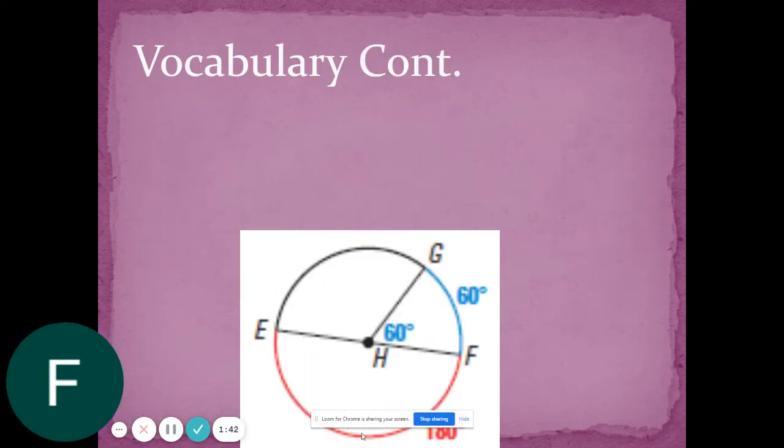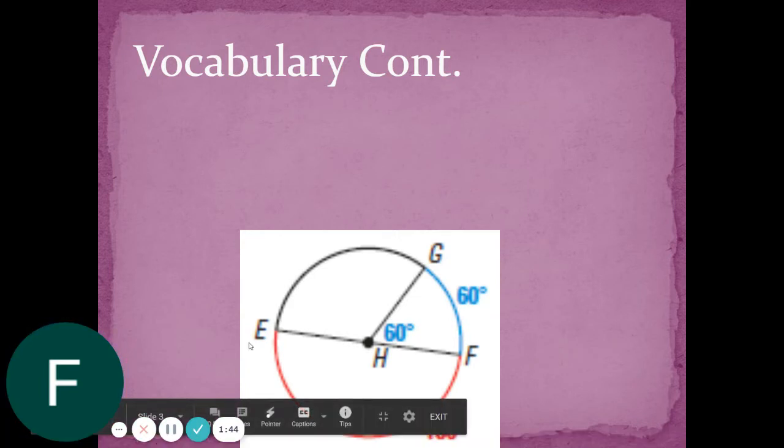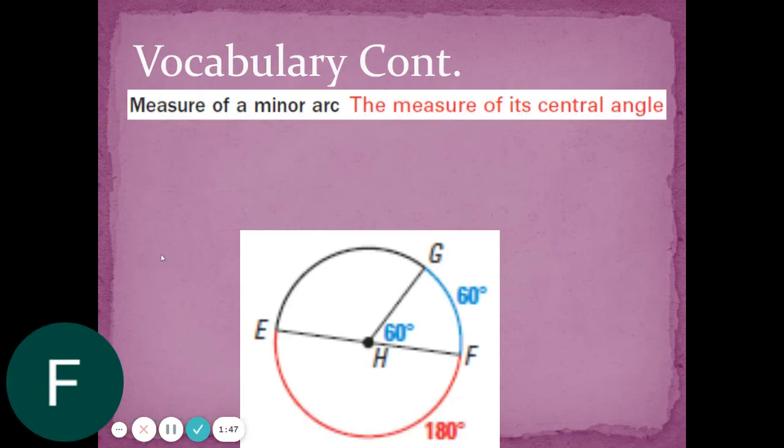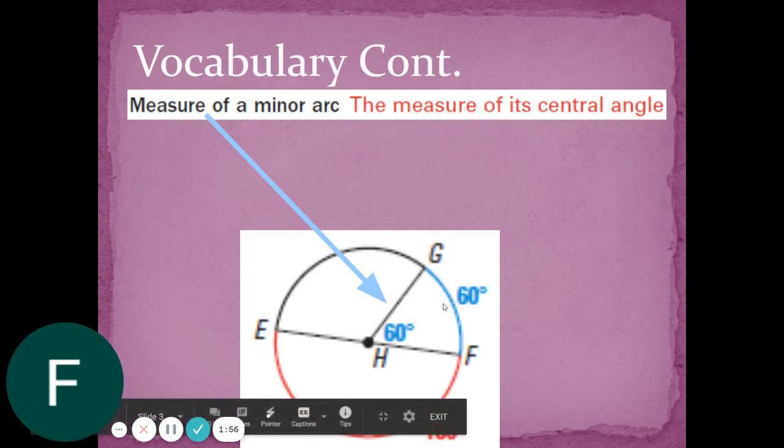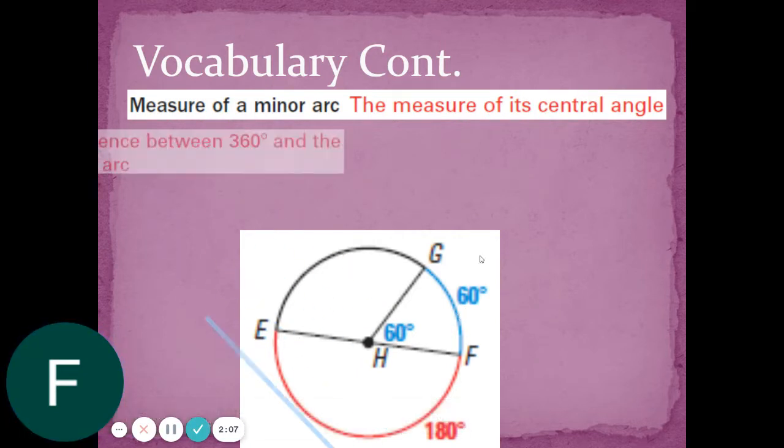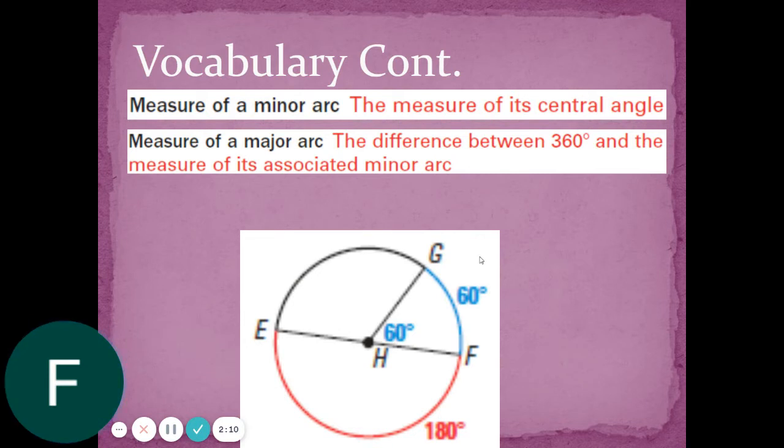All right, so we continue some vocab here. The measure of the minor arc is the measure of the central angle. So you'll see the minor arc here, GF, is equal to the measure of the central angle, GHF. So 60 degrees for the central angle, 60 degrees for the minor arc. And then the major arc is the difference of 360 degrees and that minor arc.